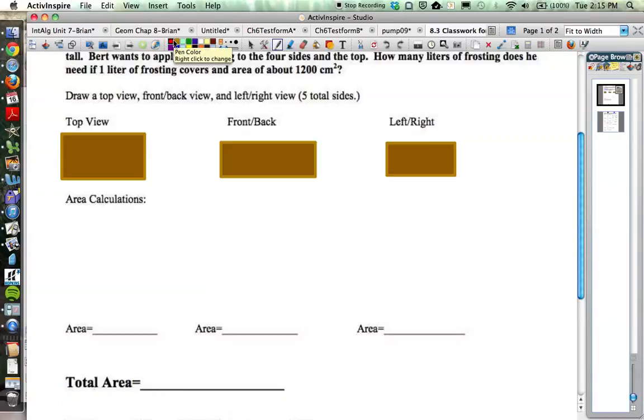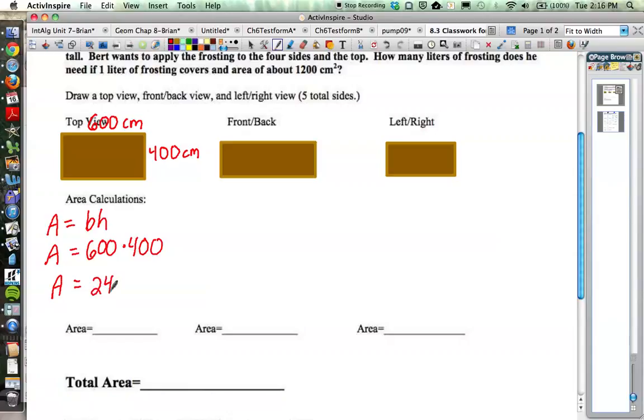So the top view of the cake means that we're going to do the area of this rectangle, and this rectangle, if we take the dimensions above, we're going to take the longer side, 600 centimeters, and basically the depth or the width of the cake at 400 centimeters. And we're going to do the area for that. So area is equal to base times height. Area is equal to 600 centimeters times 400 centimeters. And that means our area is 240,000 square centimeters. So that would be the area of the top of our cake.